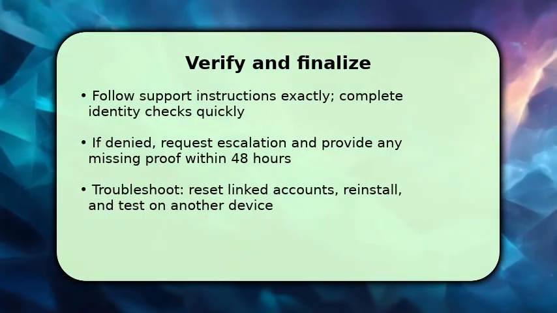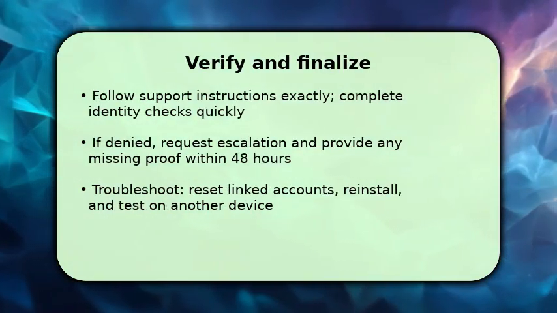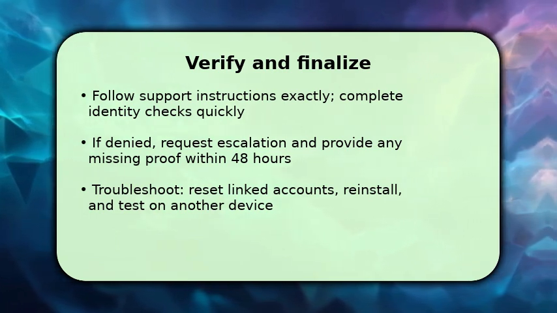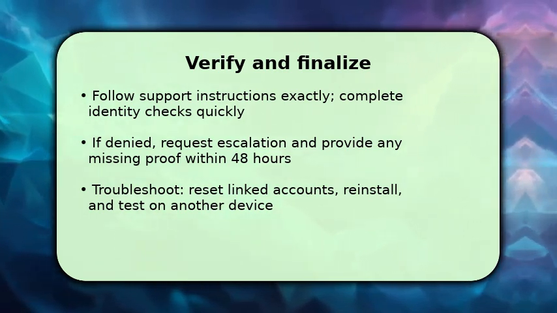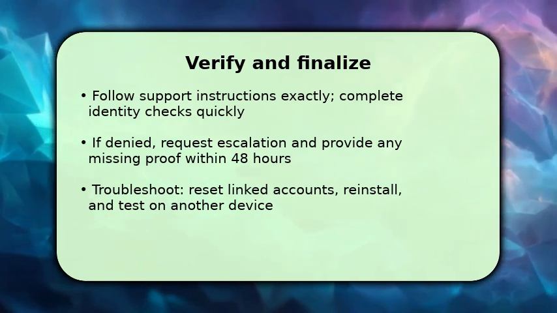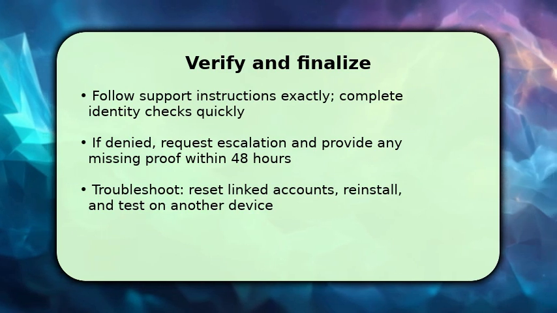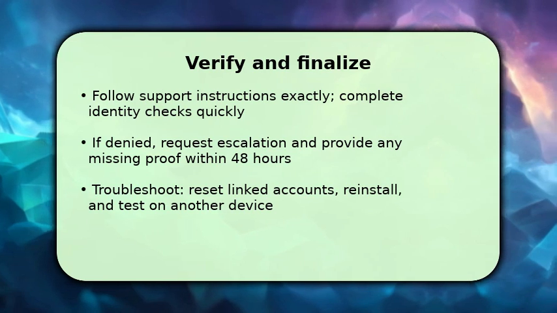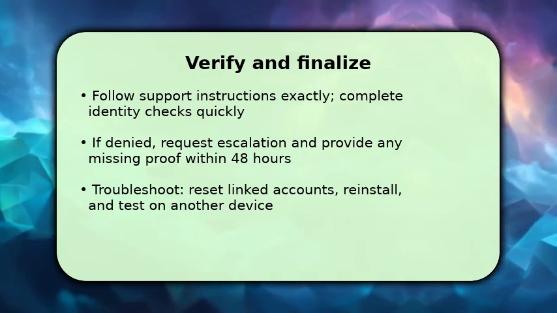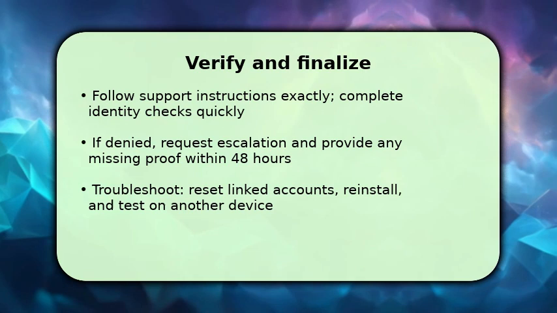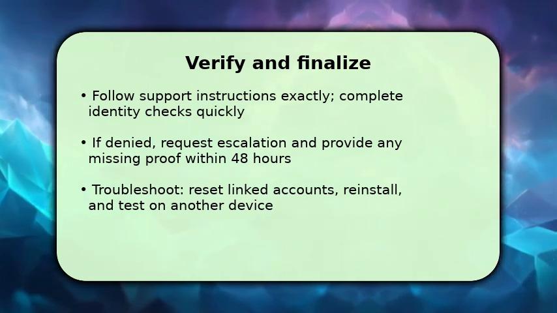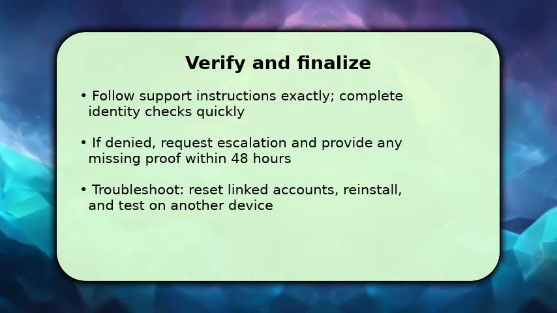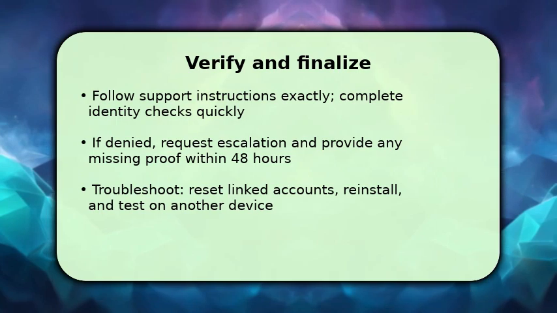You finish by following support steps to restore access. Complete any identity verification they request, then wait for confirmation and sign in when they enable recovery. If your request is denied, request an escalation and provide missing proof within 48 hours to prevent delays. Once recovered, unlink or update stale emails and enable any backup features the game offers. If problems persist, try reinstalling, logging in from a different device, and then recontact support with updated logs and screenshots.